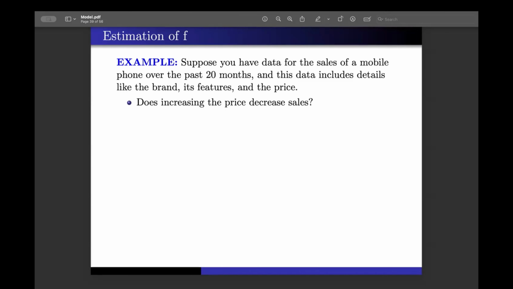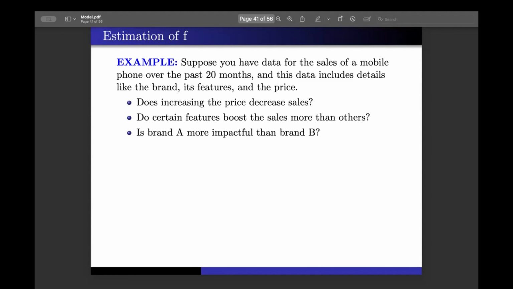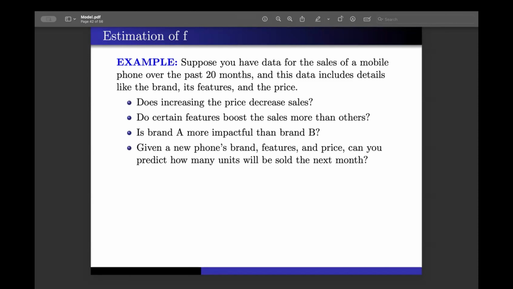Does increasing the price decrease sales? Do certain features of the mobile phone boost the sales more than the others? Is brand A more impactful than brand B? And one more question, maybe given a new phone's brand, features, and price, can you predict how many units will be sold the next month?